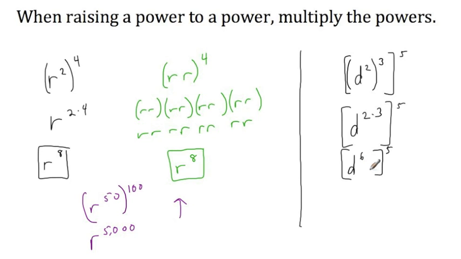I still have grouping symbols, and inside the grouping symbol I have just a power, d to the 6th. And I'm raising that power to a power, so I multiply the powers. d to the 6 times 5, which is d to the 30th power.